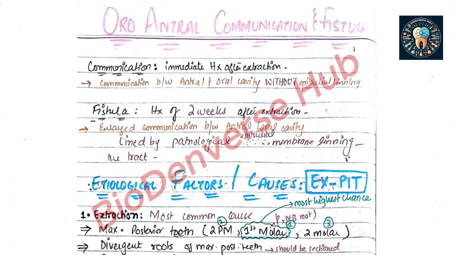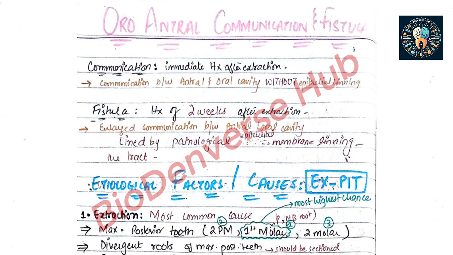Now we will study when it will be an oro-antral fistula. Basically, whenever the patient presents with a history of 2 weeks, meaning 14 days, after the extraction, with an enlarged communication between the antral and oral cavity, the most important thing to be noted is that this communication will be lined by a pathological epithelial membrane lining the tract.